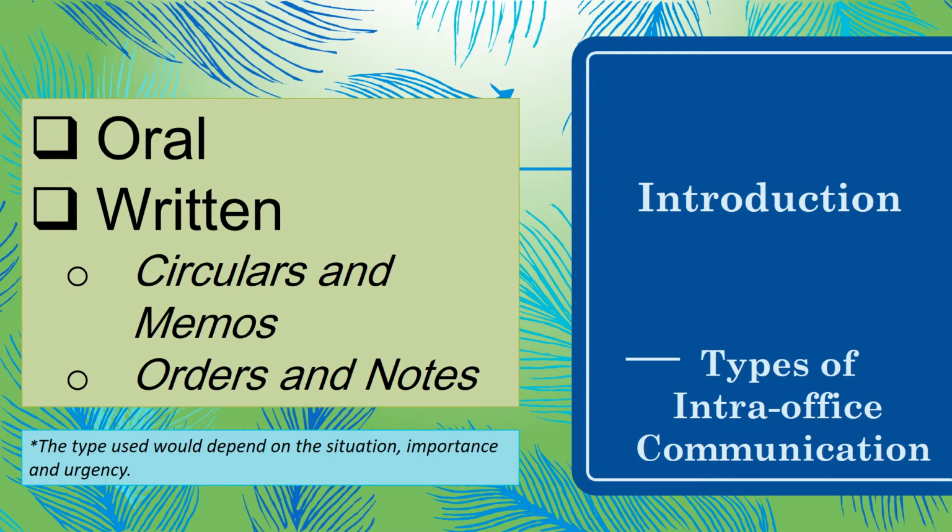Now we have basically two types of intra-office communication. These are oral or written, in which under written we have here circulars and memorandums or memos, as well as orders and notes. We will be discussing the differences of these later on. And please do note that the type to be used would depend on the situation, the importance, and the urgency of the information or the file to be relayed.